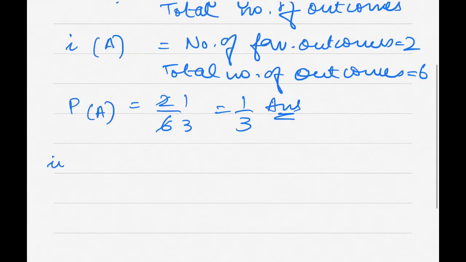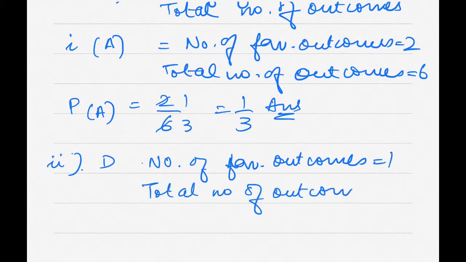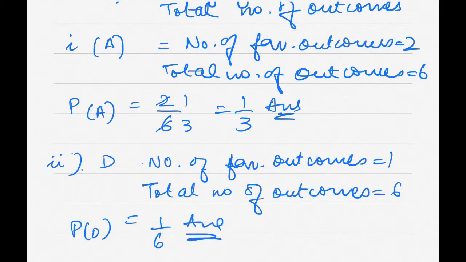Now in the second part they are asking what is the probability of getting D. Here the number of favorable outcomes is 1 only, and the total number of outcomes is 6. So the probability of getting D is equal to 1 by 6. That's my answer.